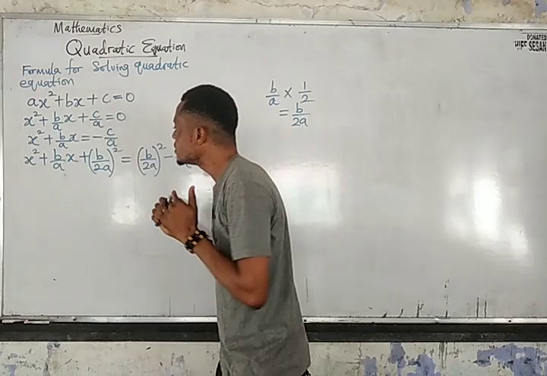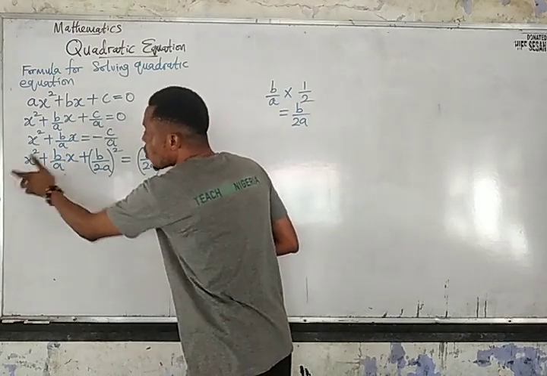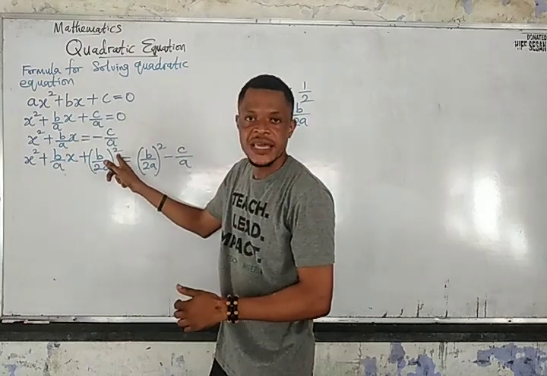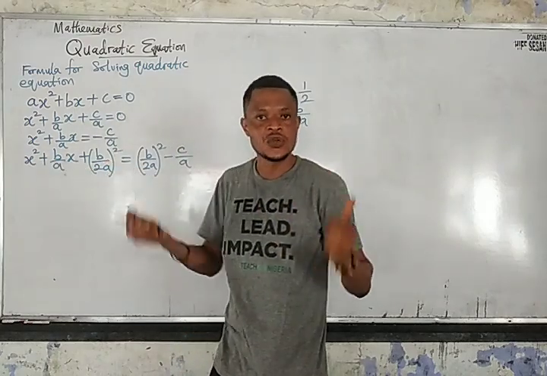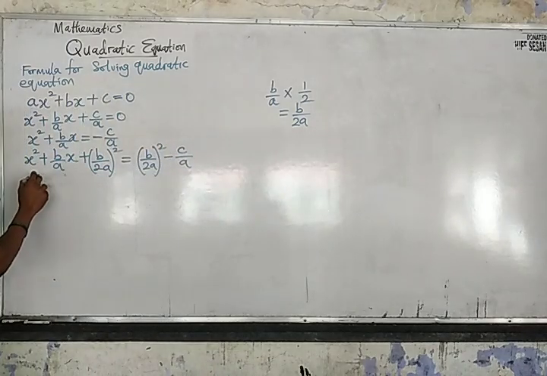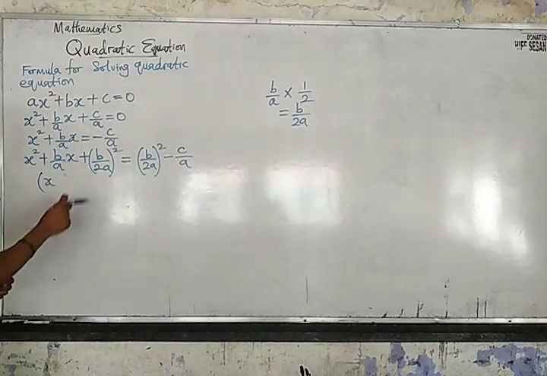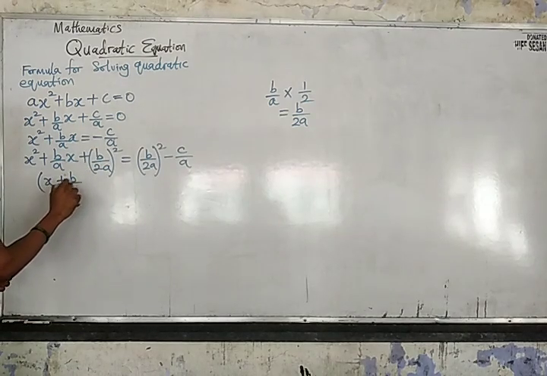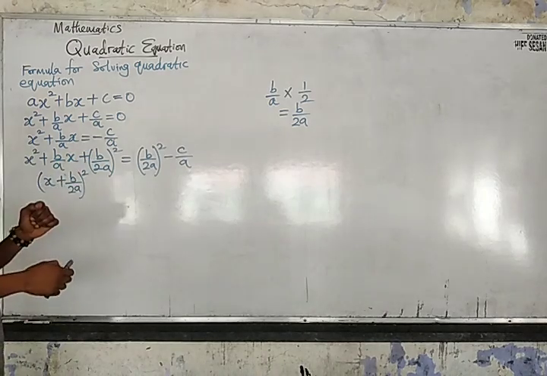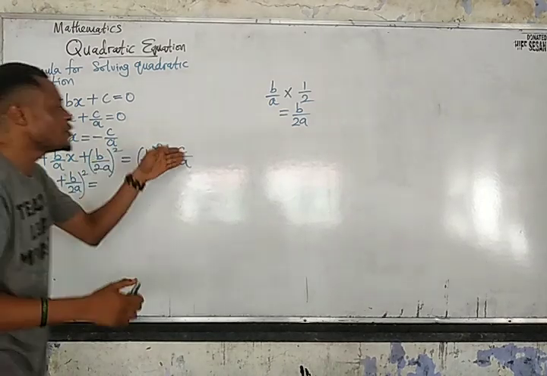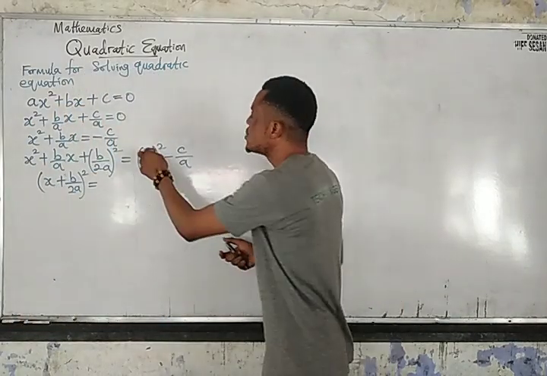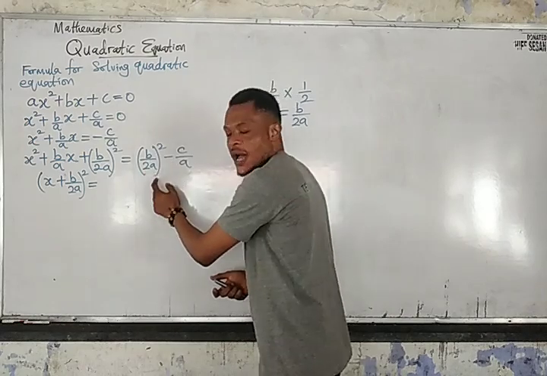Now, the next thing is to complete the square here. We have the square given here, and we have the square given here too. So we are going to group them together, which will give us x plus b all over 2a, everything in bracket, and we are going to square it. As for this side, the two are not having square. We cannot complete the square in such case.